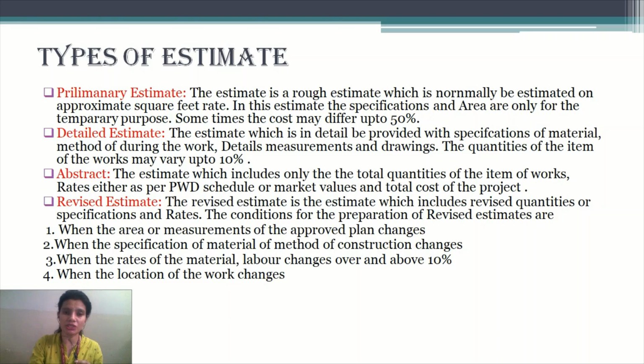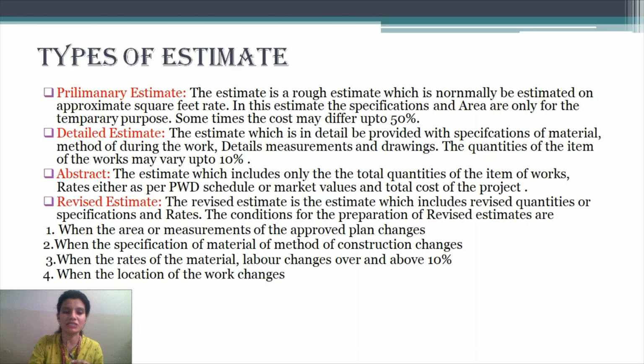Sometimes in our project work it becomes necessary to revise the estimate, but for that we need to check the conditions on which the revised estimate will depend. The first condition is when the area or measurement of the approved plan changes. In that case it becomes necessary to revise the estimate, meaning we are changing the drawings or the cross sectional detail of our project work. In that case we need to revise the estimate.